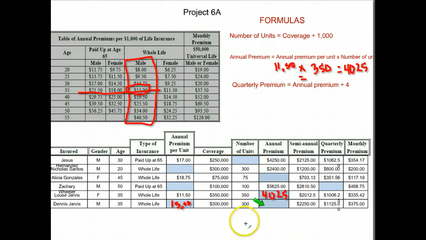The next blank is what's his annual premium. Well, again, to find the annual premium, you take the premium per unit, which was $15, and you multiply by the number of units, 300. And we get $4,500 is his annual premium. So that should help you to finish page 1 of this Project 6A.